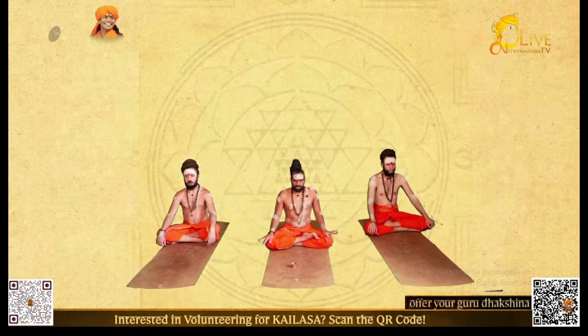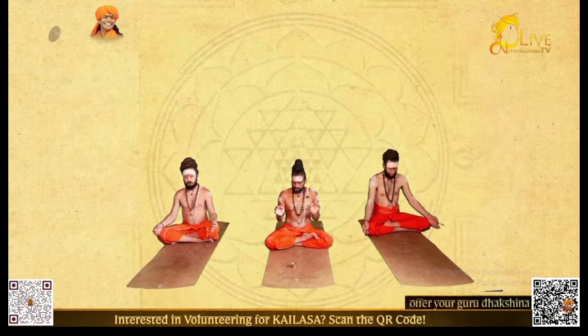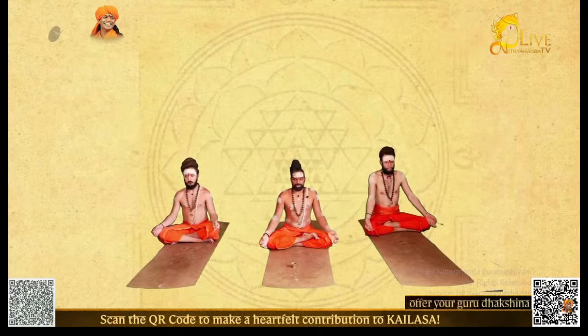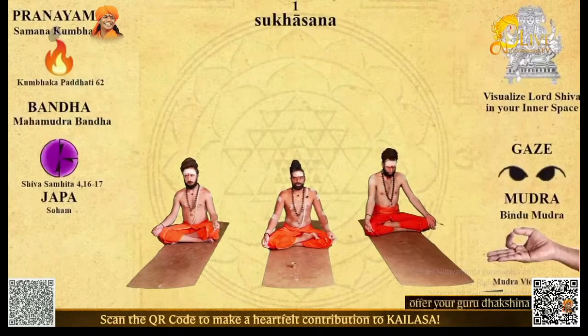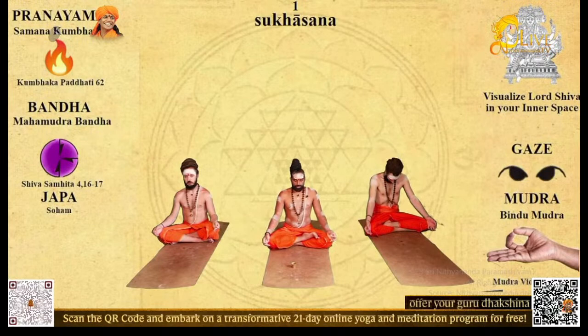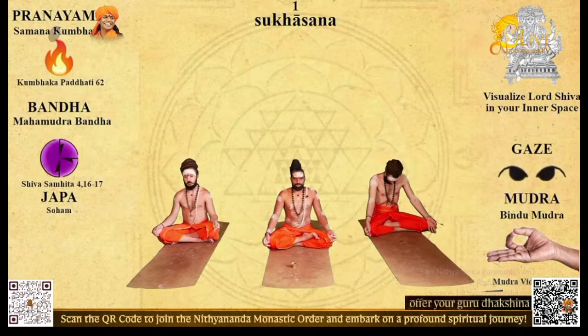As we sit in a cross-legged position with head and spine in a straight line, bring both the hands in, index finger and thumb together, and place them on the respective knees. Visualize Lord Shiva in your space. The first pranayama we will be starting is Samana Kumbhaka pranayama, where you inhale. Visualize heat and flame rising up along the spine towards the navel center. Engage all the 3 bandhas as the japa is Soham.